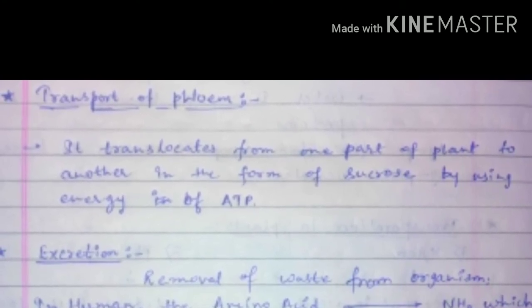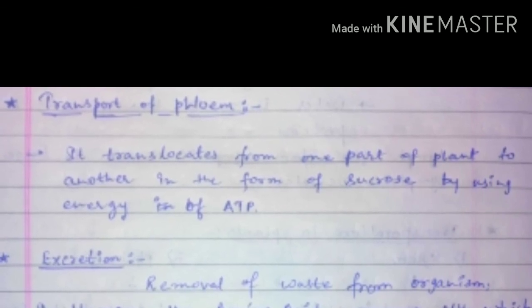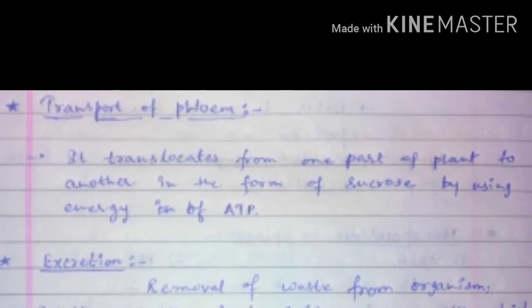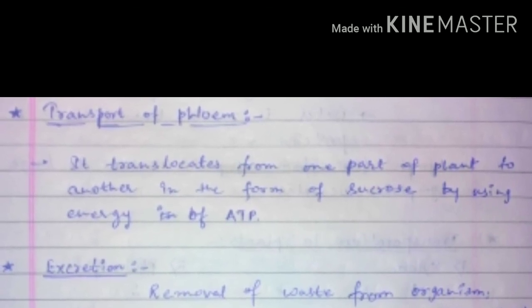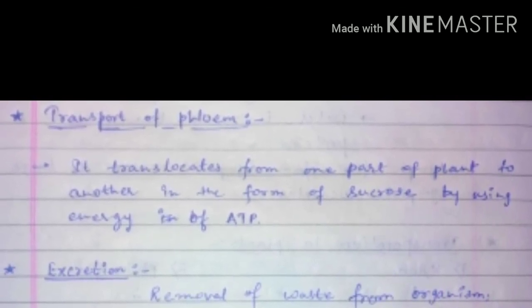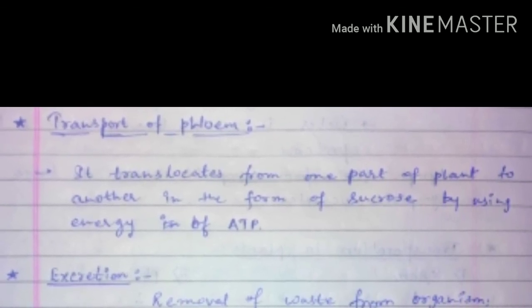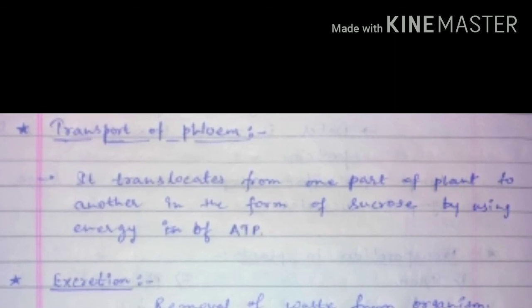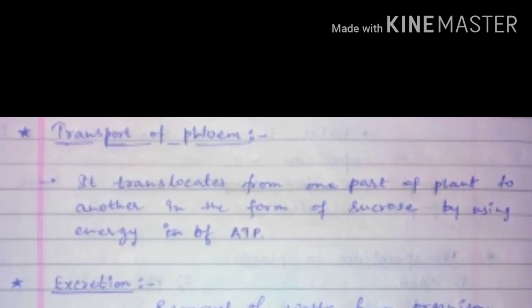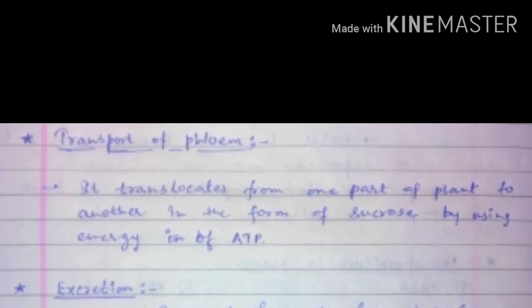Then student, we will discuss here the transportation in the phloem, and phloem transports the food, and this process is known as translocation. So phloem transports the food from one part of the plant to all parts of the plant in all directions, and it transports the food in the form of sucrose. Because it transports the food in all directions, that's why it requires energy in the form of ATP.